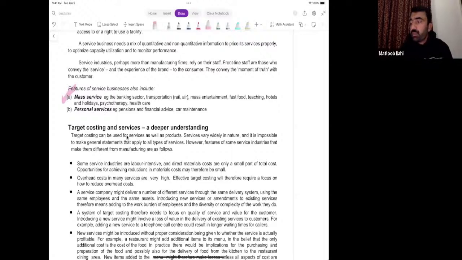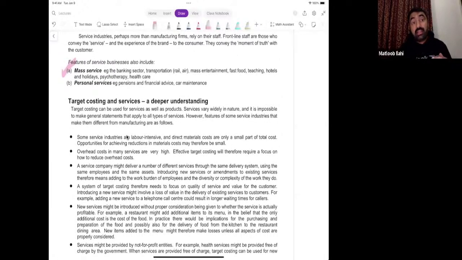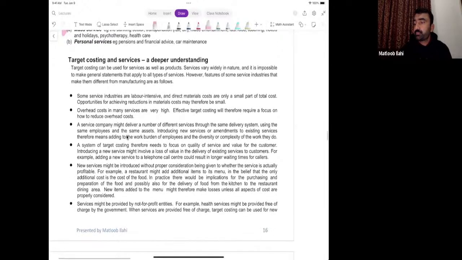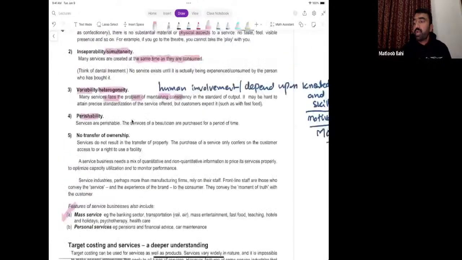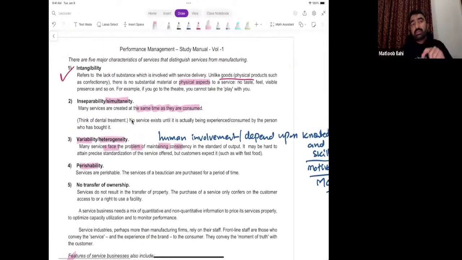So now I hope you have understood that it is very difficult to use target costing in services. Are you okay? Are you clear with this approach and this concept? Are you clear on the basis of these characteristics, right?